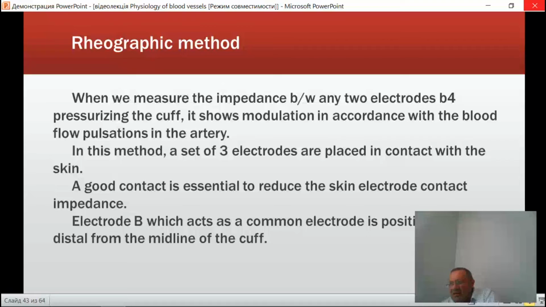In this method, a set of 3 electrodes are placed in contact with the skin. A good contact is essential to reduce the skin-electrode contact impedance. Electrode B, which acts as a common electrode, is positioned slightly distal from the midline of the cuff. This is the last information about rheographic methods.